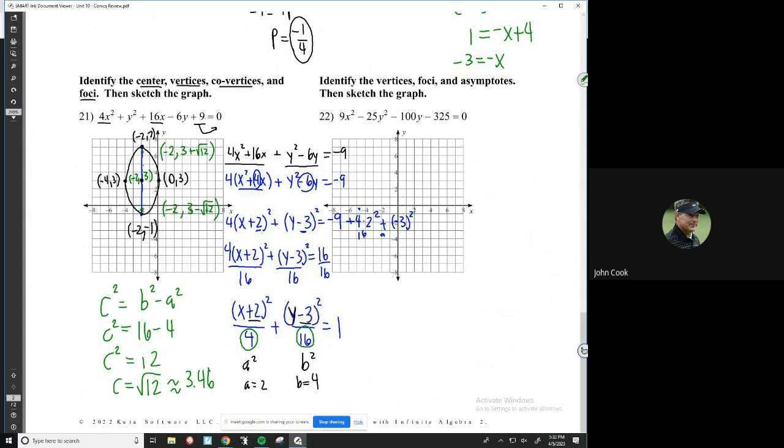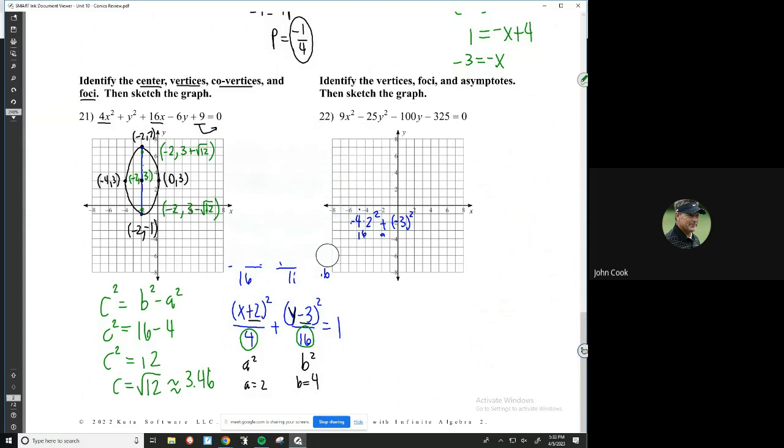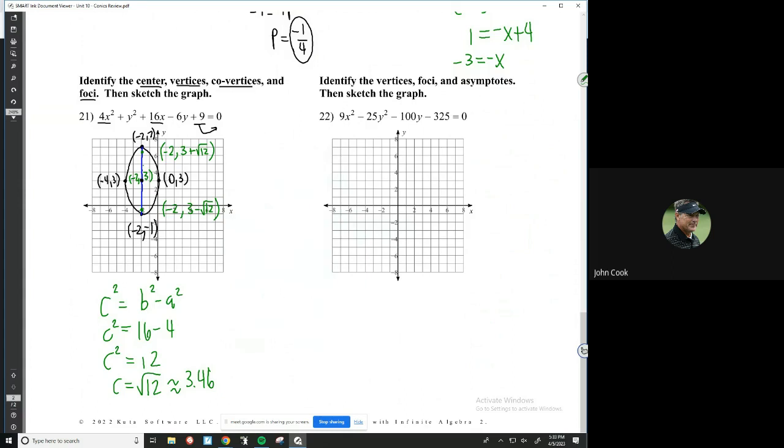It's much more procedural than the parabola stuff. It's the same stuff every time. If you do 2 or 3 of these, it's the same process. Okay, now the last one, the hyperbola. Hyperbolas are usually pretty easy too, especially if they're just asking for the foci and the asymptotes. It's usually pretty easy.